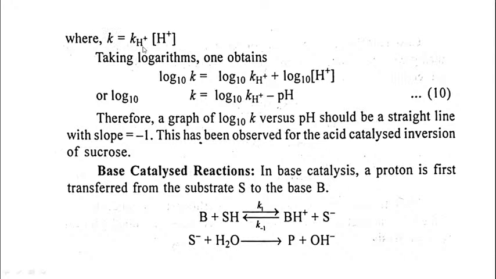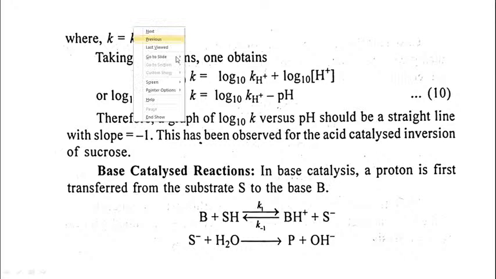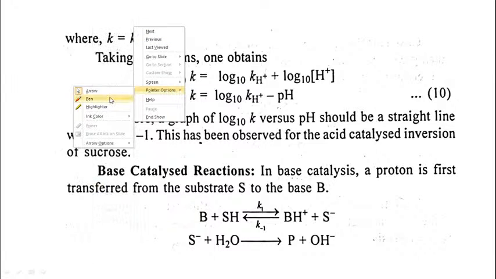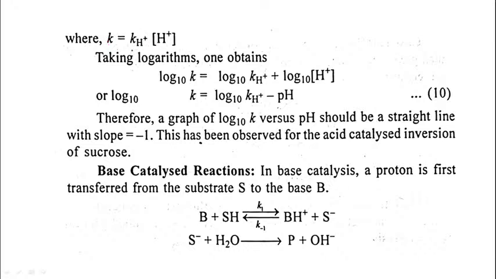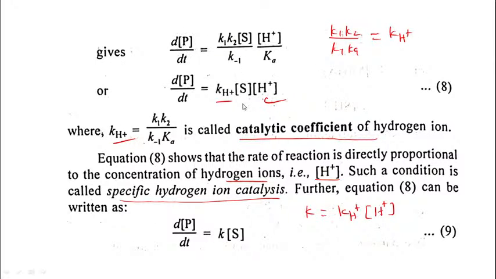So we know that k equals KH positive into the concentration of the hydrogen ion. Let us see here, k is a constant: KH positive into the concentration of the hydrogen ion is equal to k here.